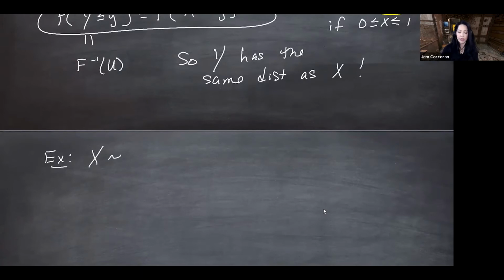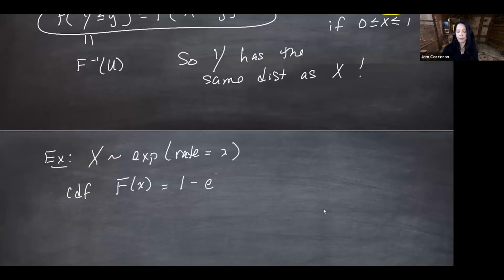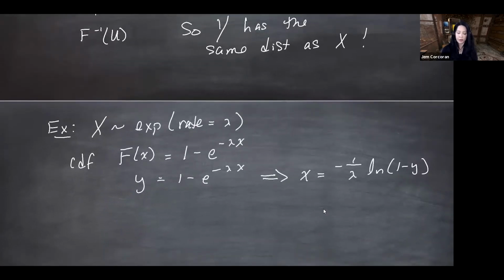Suppose I have X exponential with rate lambda. So we know the CDF here. It is F of x equals 1 minus e to the minus lambda x. So if you call this y, and then you solve for x, you'll get x is minus 1 over lambda, the log of 1 minus y. So that's the inverse function. So F inverse of x, y, u, whatever you want to call it. I think I'm going to write it x again. F inverse of x is minus 1 over lambda, log of 1 minus x.